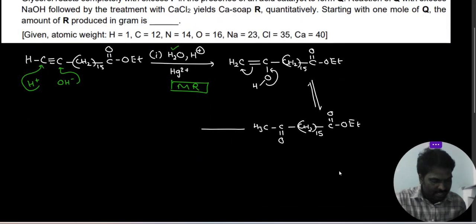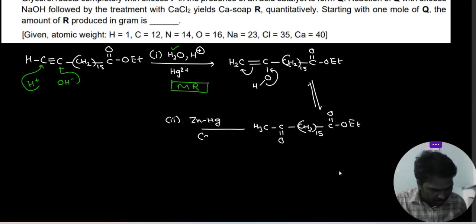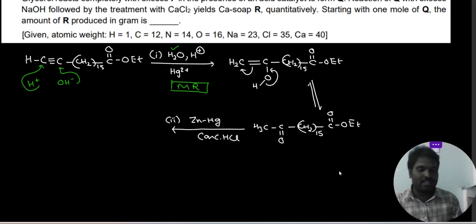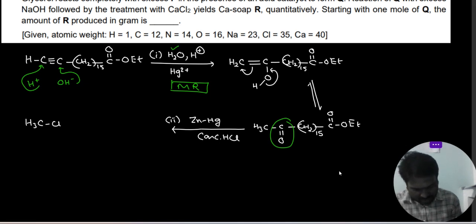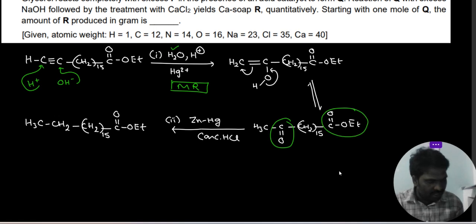Zinc amalgam, concentrated HCl. Second reagent, zinc amalgam, concentrated HCl. What is the use of this one? This is the Clemmensen reagent. In the presence of Clemmensen reagent, this ketone is reduced to alkane. Simply this C double bond O group is reduced to a methylene group. Then we can write CH3 that will turn into CH2, now CH2 15 times and COOEt. Of course this ester is not affected by Clemmensen reagent. Only the ketone is reduced to methylene, meaning alkane.